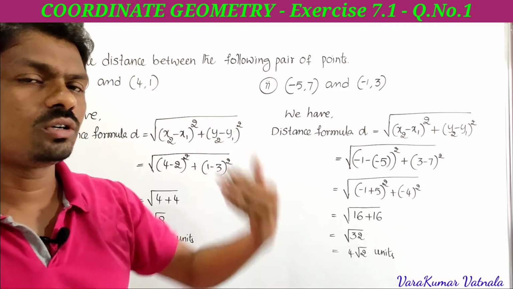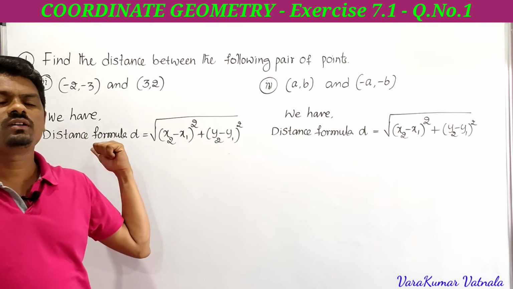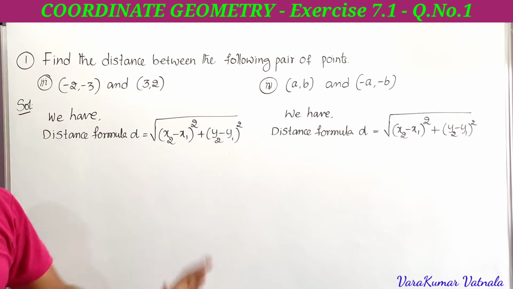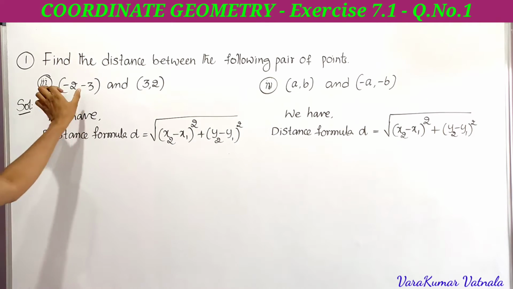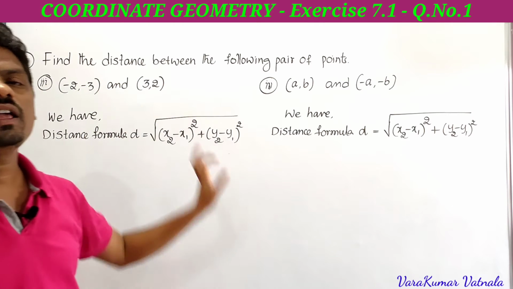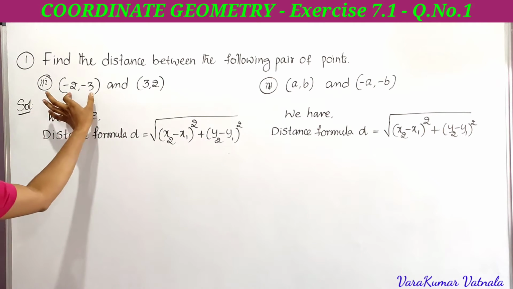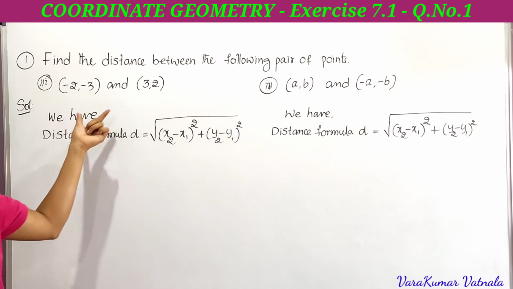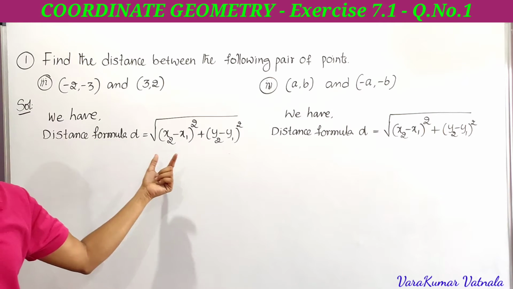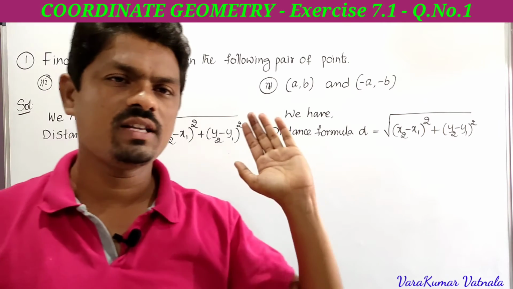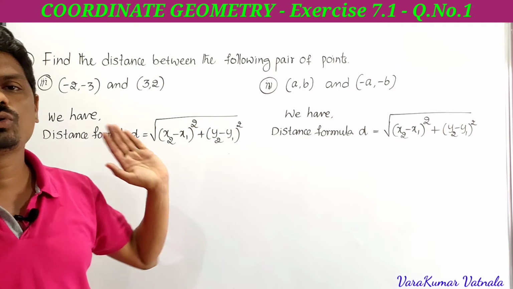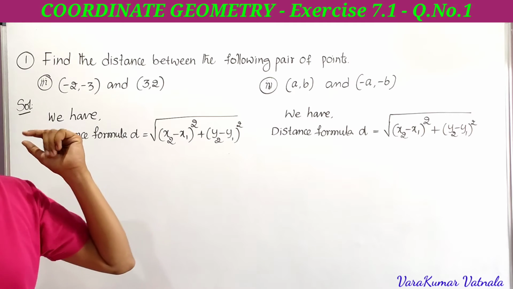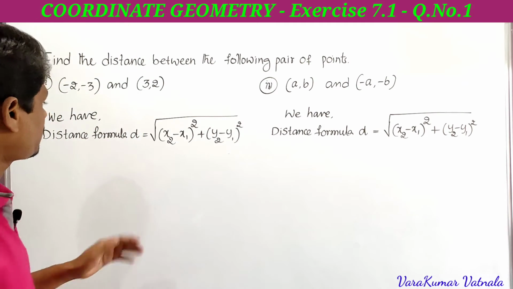Next we have to solve the third bit in the first problem. Again he has given 2 points and is asking to find the distance between them: (minus 2, minus 3) and (3, 2). Let it be x1, y1 and x2, y2. We have the distance formula, d is equal to square root of x2 minus x1 whole square plus y2 minus y1 whole square. We just have to substitute in the formula.